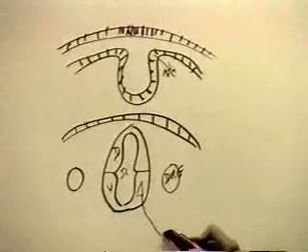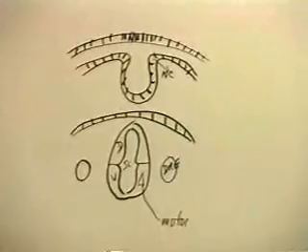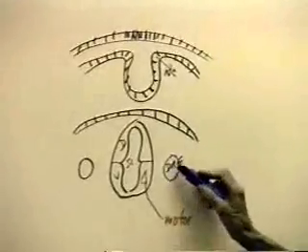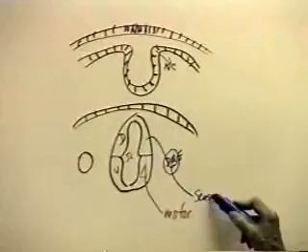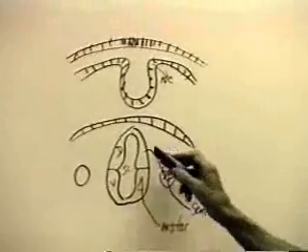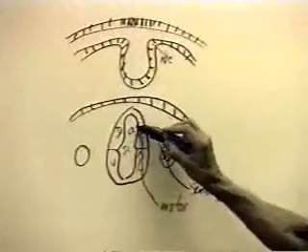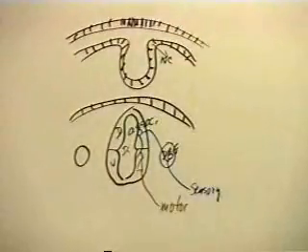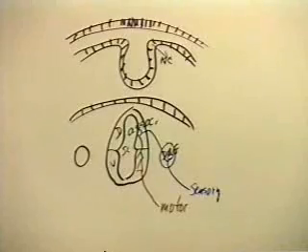Motor neurons, sensory neurons, and the element in between, association neurons, interneurons. That's the beginning of the answer 3.